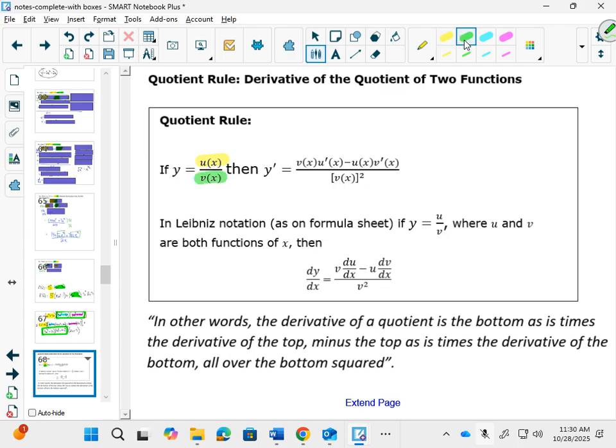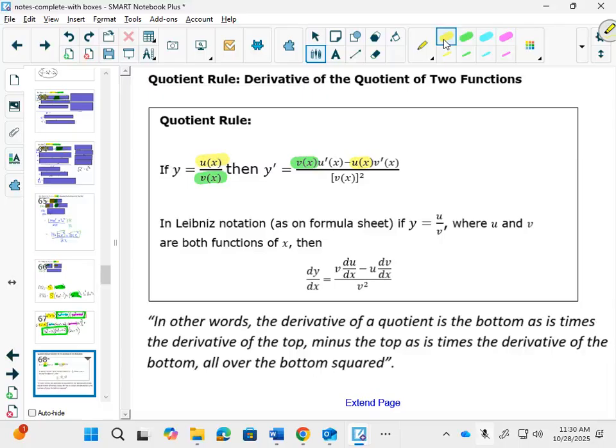And the shortcut rule says, to find the derivative, you keep the bottom the same, multiply by the derivative of the top, then subtract, keep the top the same, and multiply by the derivative of the bottom.